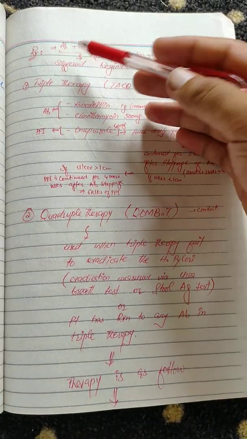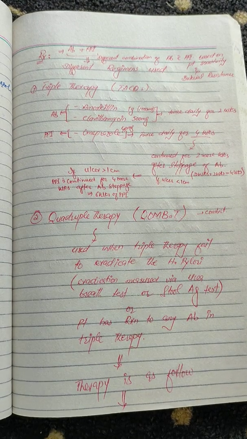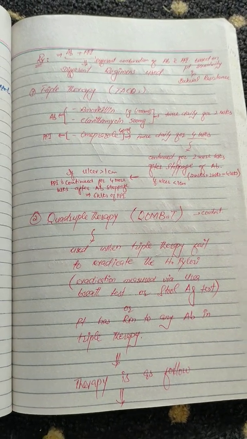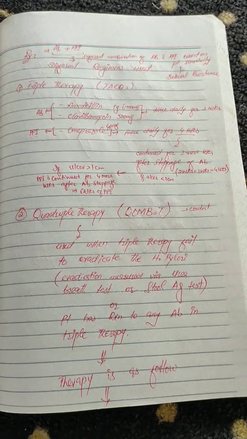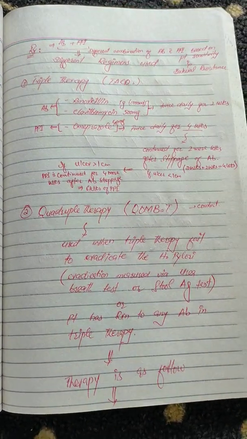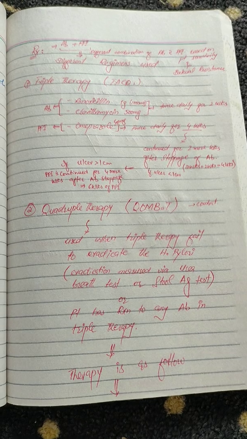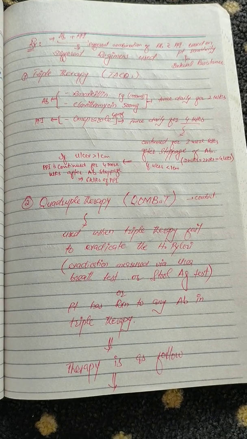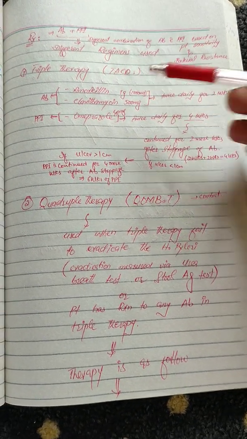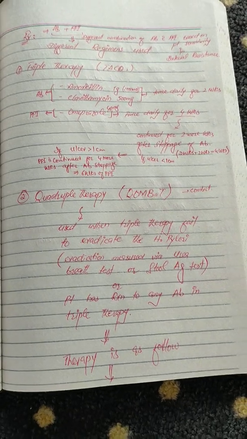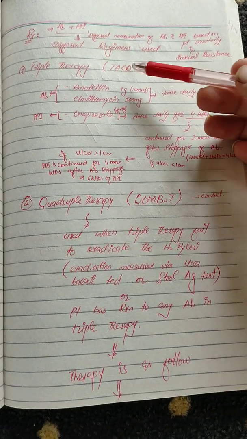Now for the proton pump inhibitor, you can use omeprazole, which has very good efficacy. But for the antibiotics, different regimens and different combinations are used according to the resistance of the H. pylori. So first of all, the first treatment that you use is the triple therapy. And the triple therapy, you can remember it by TACOS.